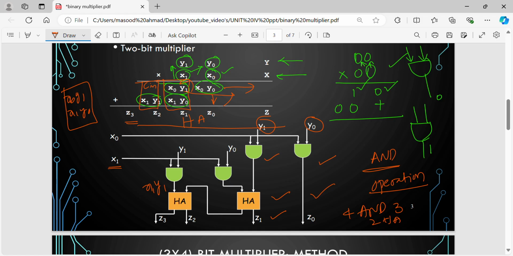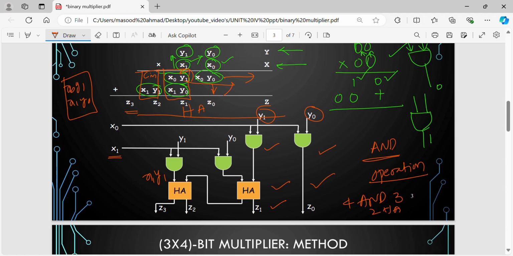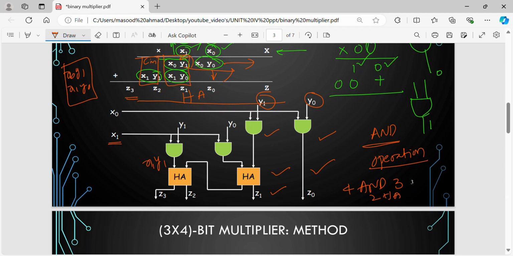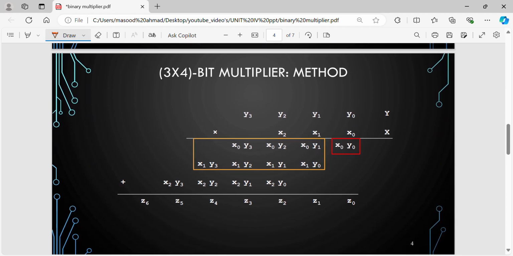Okay. So we will look into the complexities as we increase the number of bits, and we will try to generalize how much hardware is required and how exactly we deal with that. Having understood 2-bit by 2-bit, we will try to look at 3-bit by 4-bit. So this y, what is this? The multiplicand is of 4 bits, and the multiplier is of 3 bits.